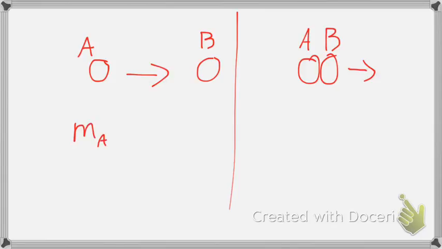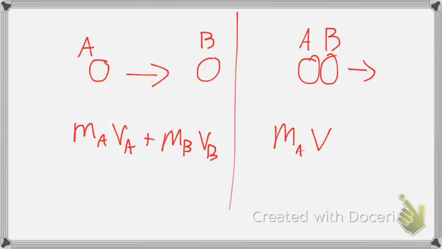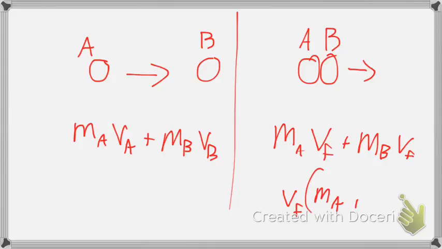Before the collision, I've got mass of ball A times velocity of ball A plus mass of ball B times velocity of ball B. Afterwards, I would have m_A times this single velocity, since they're both traveling at the same velocity, plus m_B times that velocity. And I can actually factor the velocity out. And my final condition would just be v final times the sum of the masses, since now it's just traveling together as one hunk of mass.